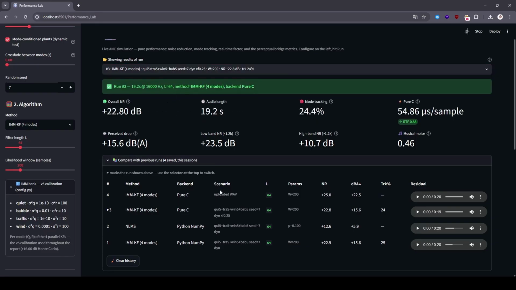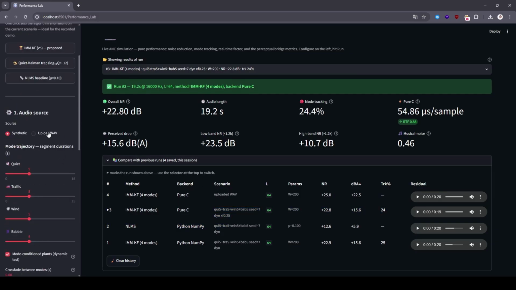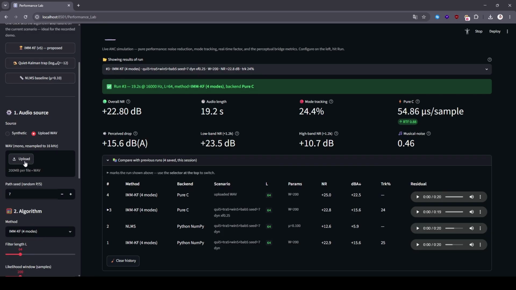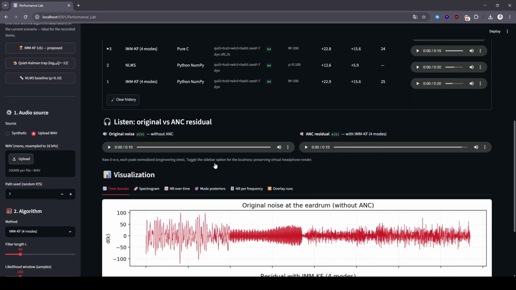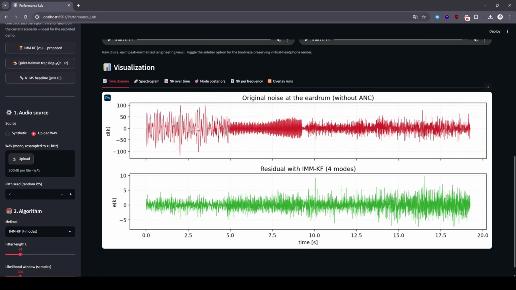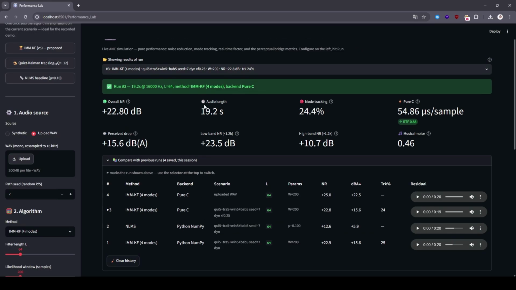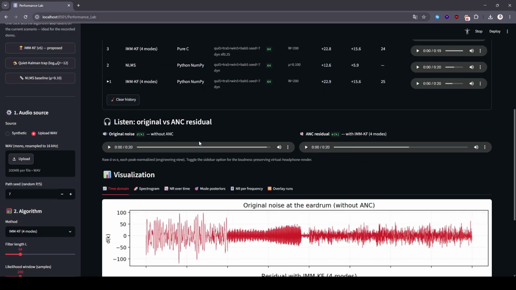And these were the synthetic scenarios. I have uploaded, you can see here, you can upload a real scenario from here. I uploaded the real cafeteria background sound, and here are the results. And below that, we have the time domain. We can see for this run, it's the original noise, and we see the suppressed sounds from here. Also for the others.